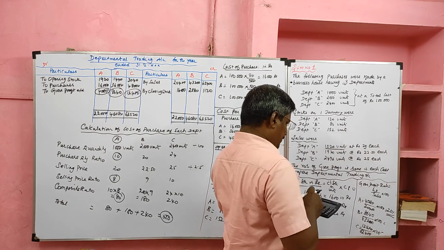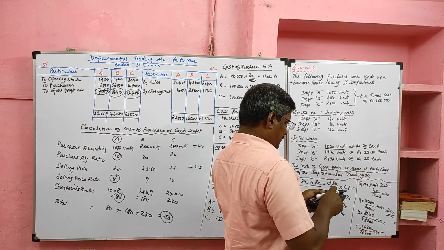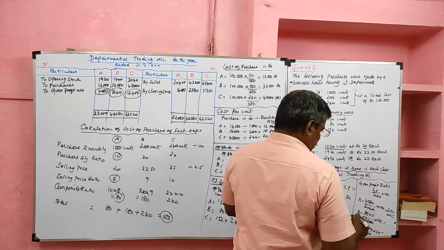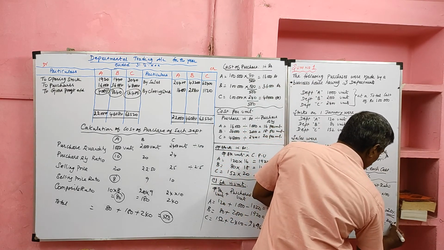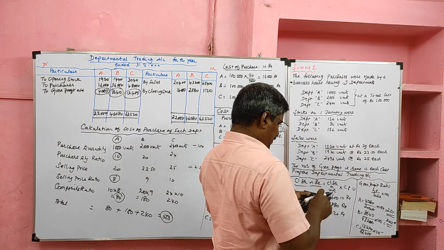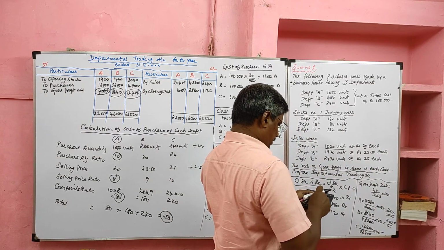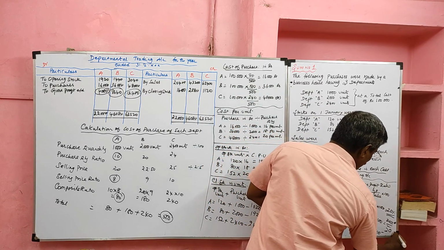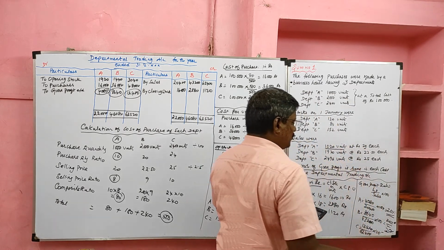Then for department B, 8,640 divided by 43,200 into 100. So for department B, gross profit also 20%. Then for C, 12,480 divided by 62,400 into 100. So for the third department, C department, its gross profit percentage also 20%.